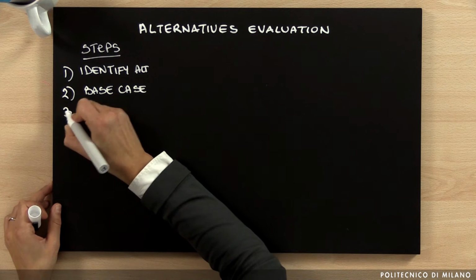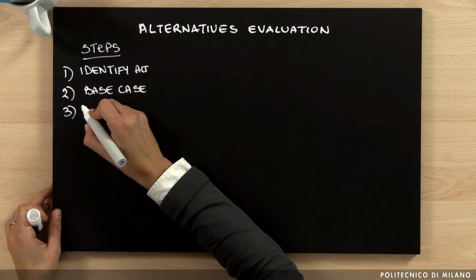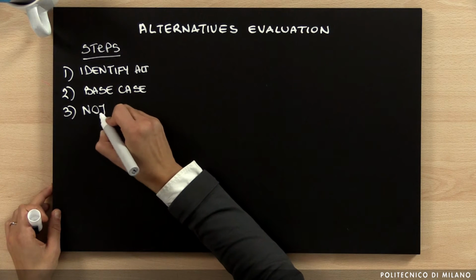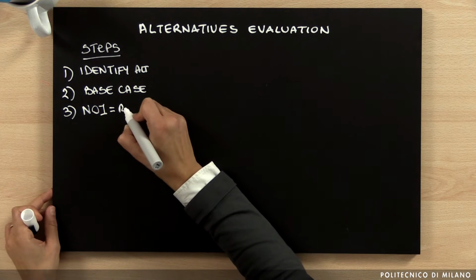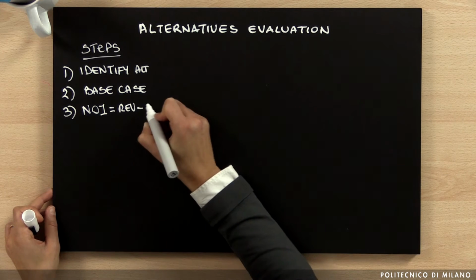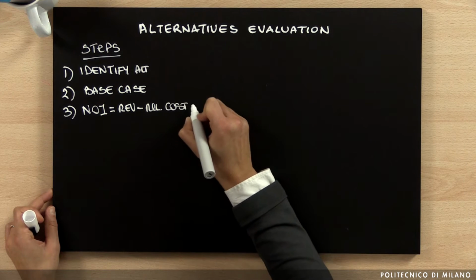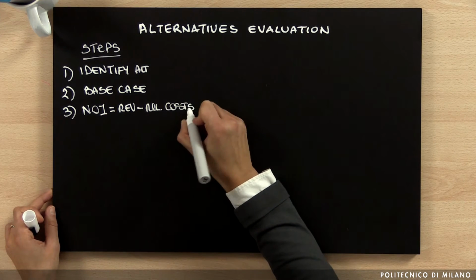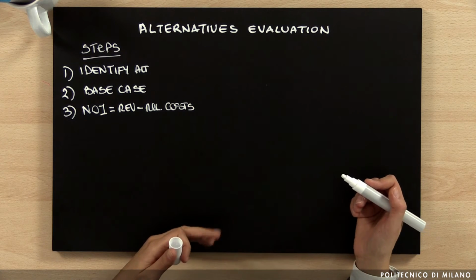While the third step is the calculation of the convenience of our decision, that is the calculation of the net operating income, where the net operating income is calculated as the difference between revenues minus relevant costs. So we are just considering those costs that are relevant for our decision. So all of the sunk costs should not be taken into account.